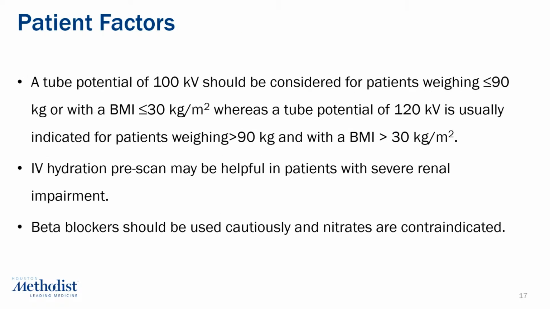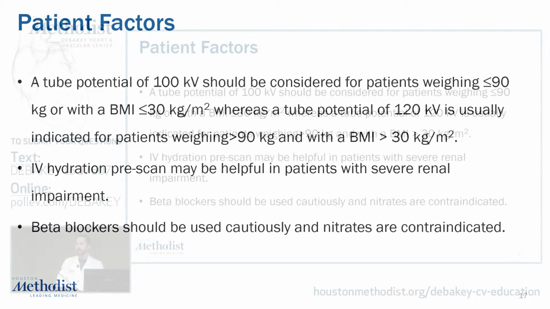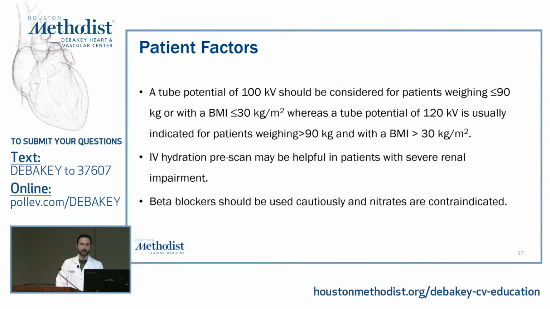So whenever we scan a patient, yes, the number one thing is that we want to make sure that we get an adequate image, but we want to try to minimize radiation whenever we can. So for patients weighing less than 90 kilograms or a BMI less than 30, you can choose a tube potential of 100 kV. That will still give you adequate images. But patients who weigh more than 90 kilograms or BMI more than 30, we should probably do a tube potential of at least 120.